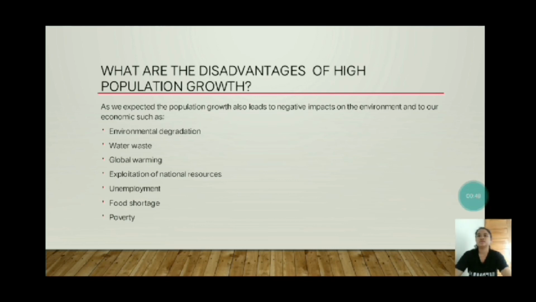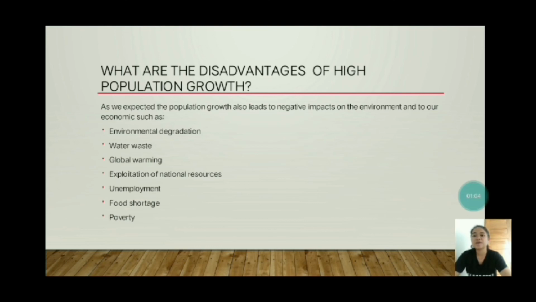Mostly, we use water in an irresponsible way.